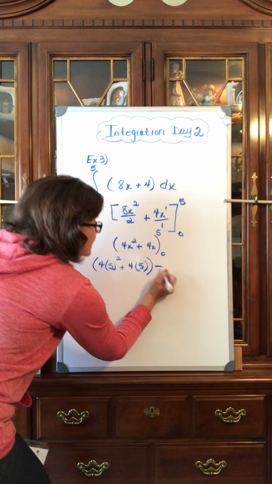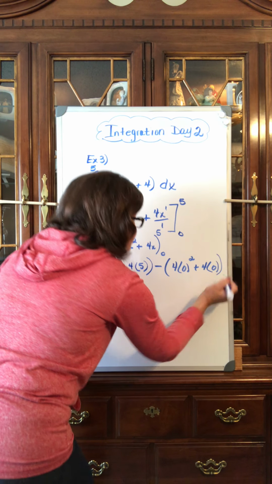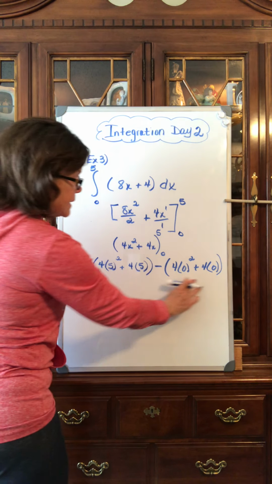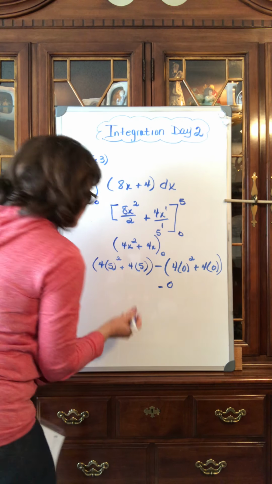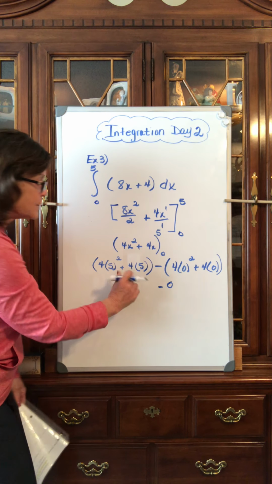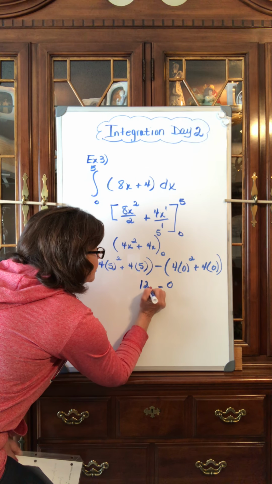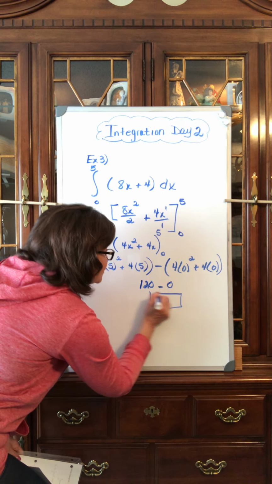Subtract off, plugging in the bottom number. 4 times 0 squared plus 4 times 0. This whole thing turns out to be 0. 5 squared is 25, times 4 is 100, plus 20. So the answer would be 120.